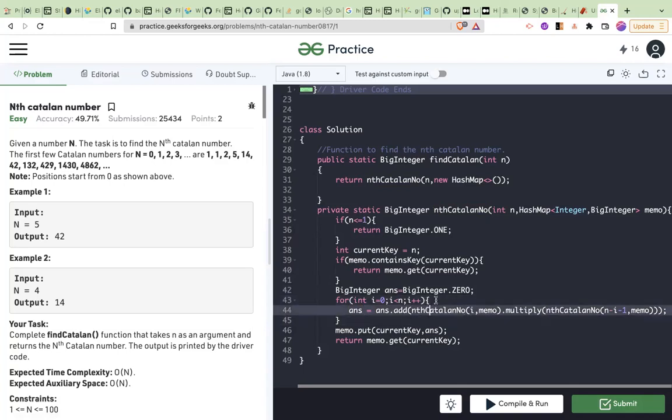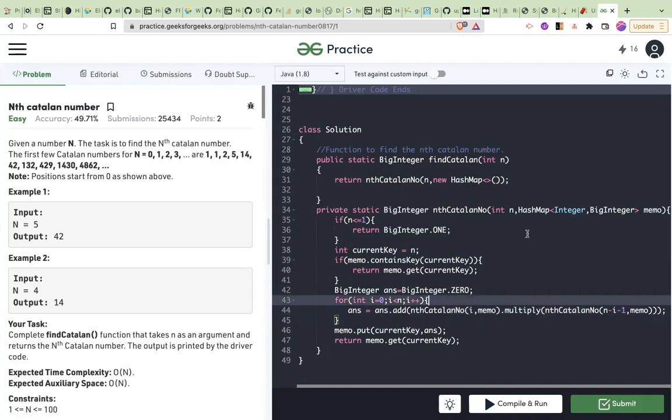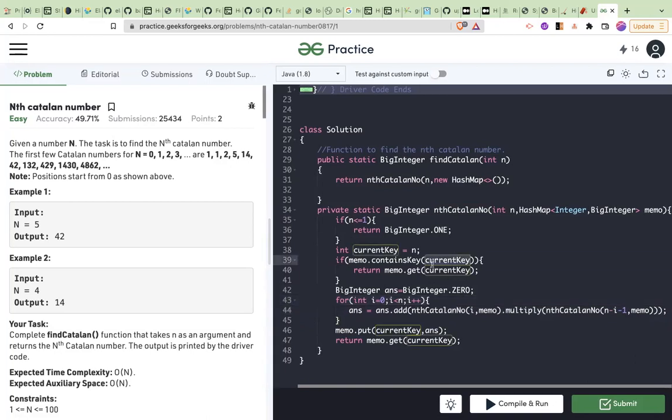You got it here? Right. Okay. Now the only thing is just adding a map. Basically, if you have already computed the value, we can directly return from there. That's the only thing we are doing.